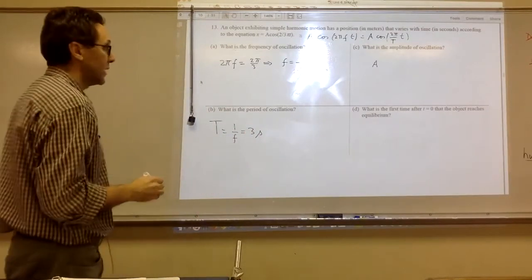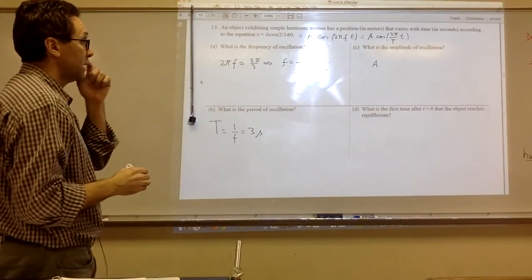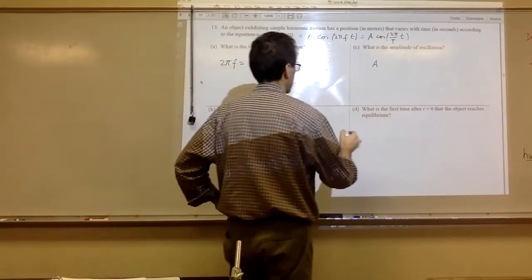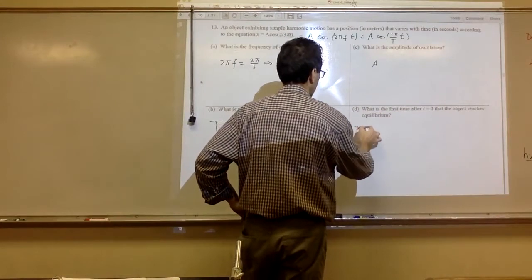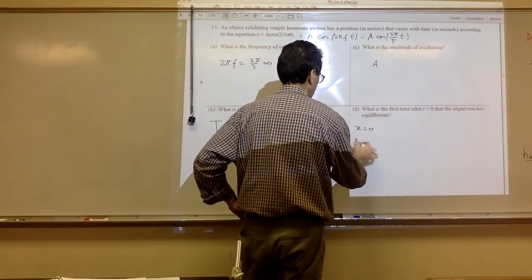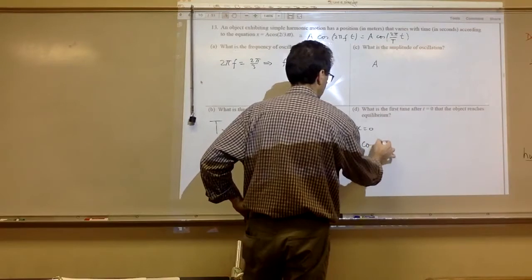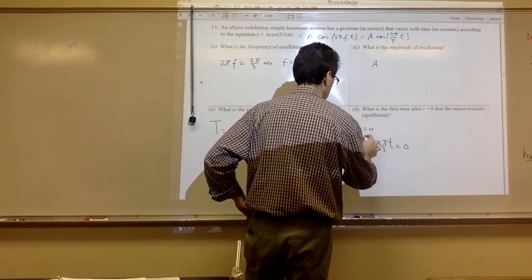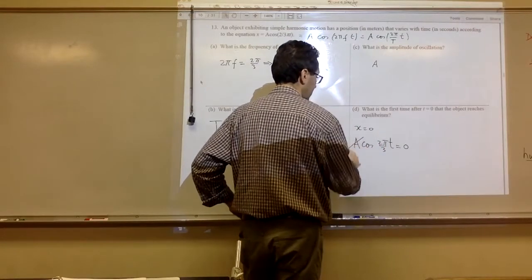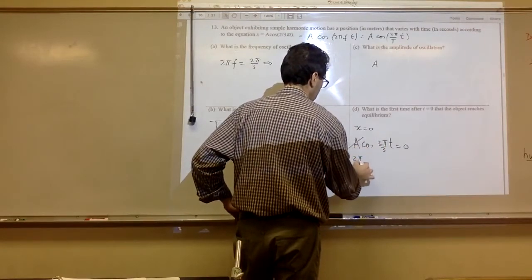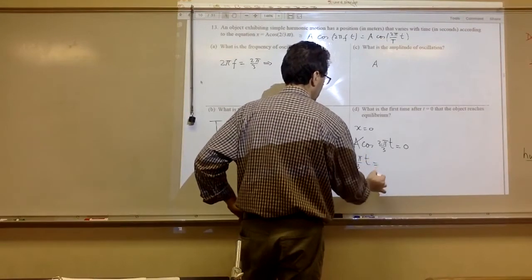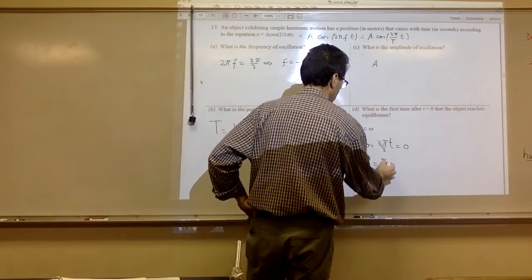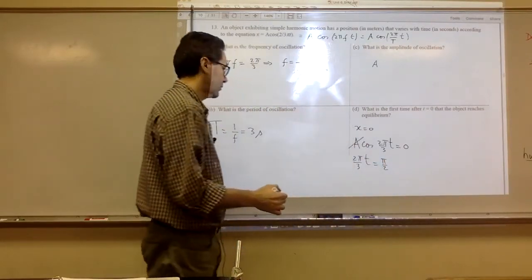What is the first time after t equals 0 that the object reaches equilibrium? So basically, when you reach equilibrium, x is 0. So I think we have to say A cosine 2 pi over 3 t equals 0. Okay, that's not what's making it 0. So 2 pi over 3 t should equal pi over 2, because that's when the cosine is equal to 0, at pi over 2.